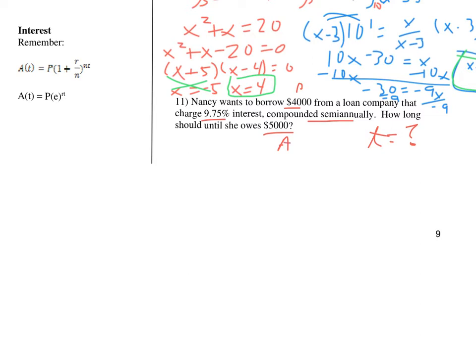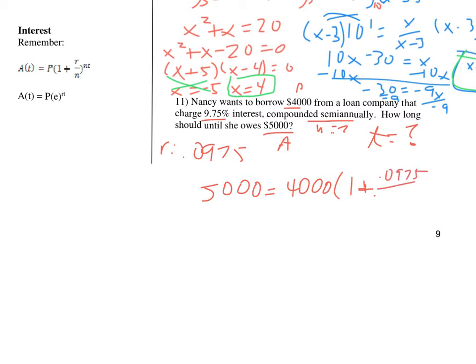And then we have our n is 2 here for the semi-annually. We have our interest rate there is 0.0975. Okay, so let's set it up here. So we got 5,000 equals 4,000 times 1 plus 0.0975 over 2 to the power of 2t. All right, so the t is the unknown there.